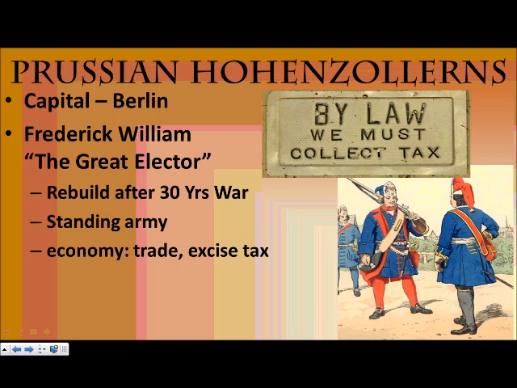Also, by taxing the people. And the Great Elector does this in a different way. Because the population was so low, it doesn't make sense to do a population-based tax or an income tax. Instead, he creates an excise tax, a sales tax. So he's helping the economy, and it's done in a way that is appropriate for the size of the population.